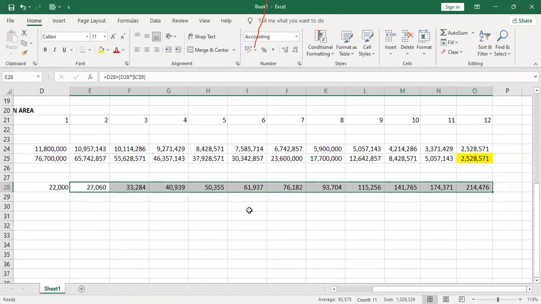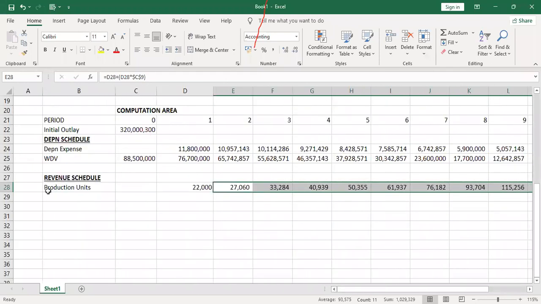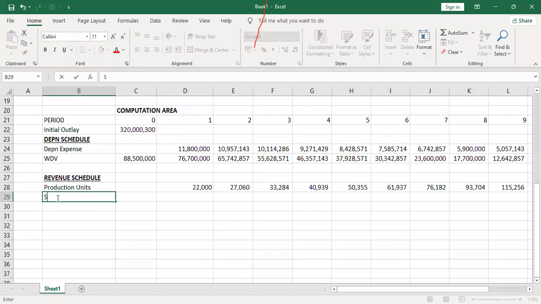Good, let us proceed. Next is the selling price.